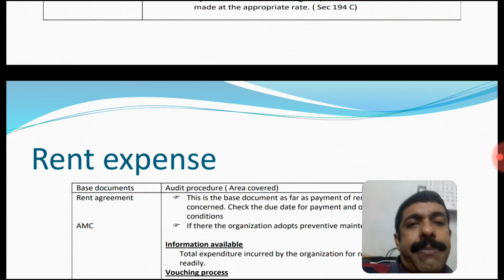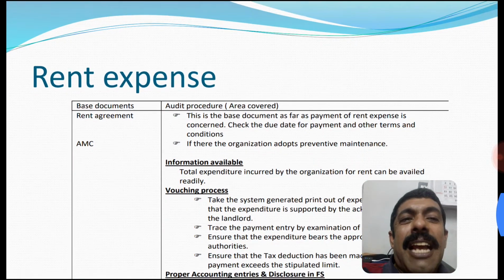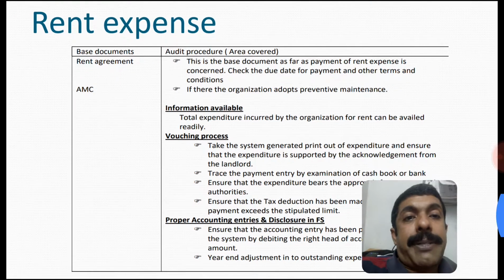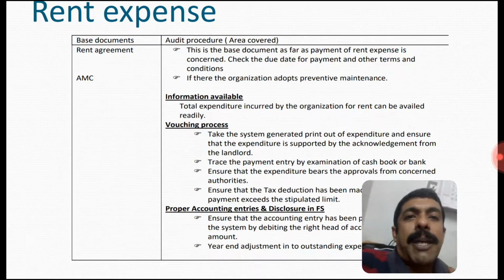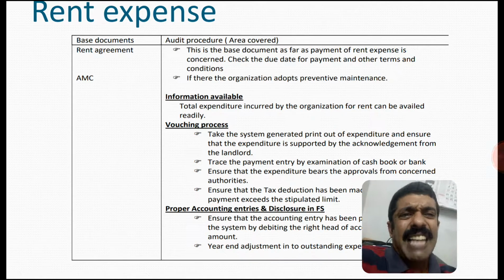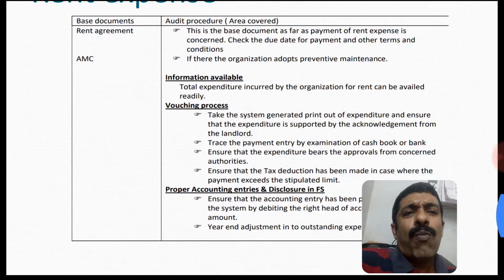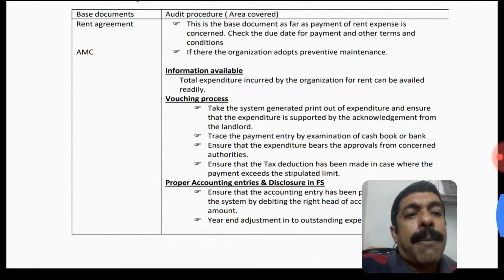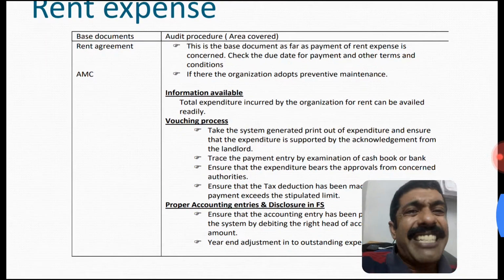TDS matter. Next is the rent expense. Rent agreement: what are the documents to be examined? The rent agreement has to be examined. What information is available and what is the vouching process? How is it properly accounted in the financial statements?